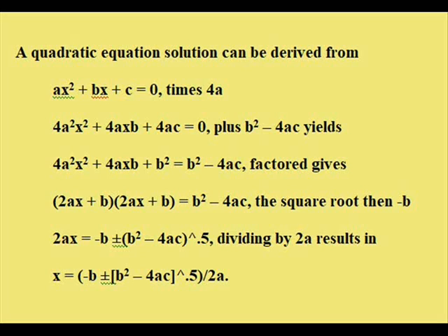multiply it times 4a, you get the next line, and then if you add plus b squared, but subtract out 4ac, you get the next line, and then you can factor that, so you get the factors of 2ax plus b, squared, equals the right-hand side, and take the square root of that, because you have it factored out as a square, and then you subtract b, and then there you go, and we finally divide by 2a, and you get the solution to the quadratic equation: minus b plus or minus the square root of b squared minus 4ac, divided by 2a.